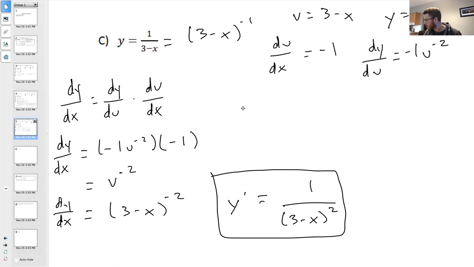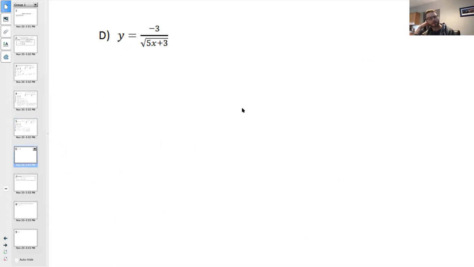All right. So same kind of thing here. We have an ugly looking function, maybe to some, but we just need to remember here that anything under a square root is to the exponent 1 over 2. So we'll just rewrite this as negative 3 over 5x plus 3 to the exponent 1 over 2. And then we will rewrite that as negative 3 times 5x plus 3 to the exponent negative 1 over 2.